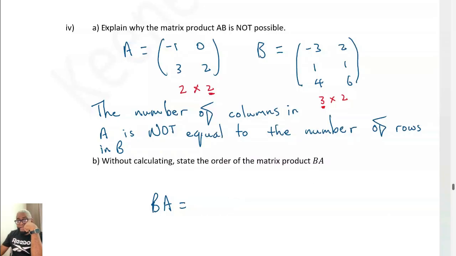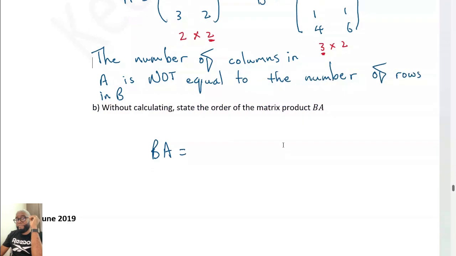For part A, they said to explain why the matrix product AB is not possible. A is equal to this 2 by 2 matrix, B is equal to this 3 by 3 matrix. Because the number of columns in A is not equal to the number of rows in B, matrix multiplication is not possible, right? Now, for part B, without calculating, state the order of the matrix product BA. So I'm going to put B first. What is the order of B?